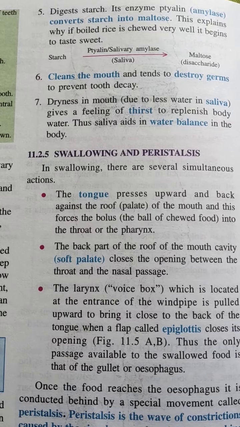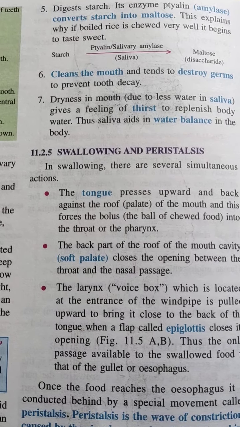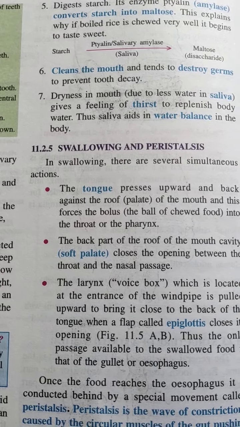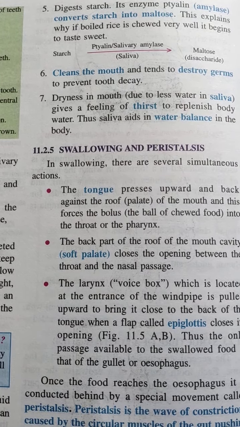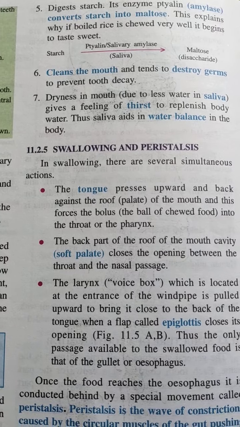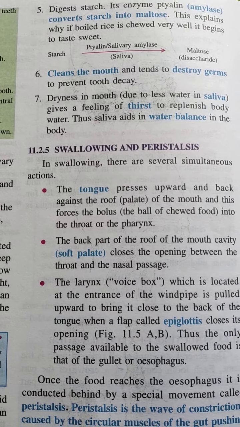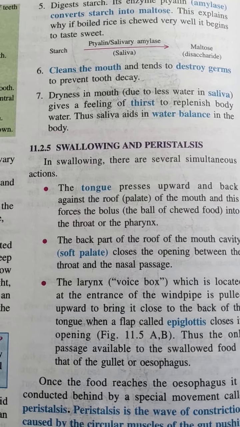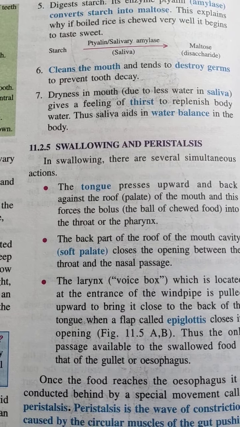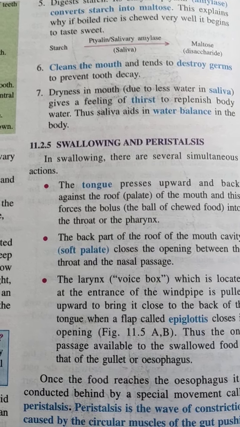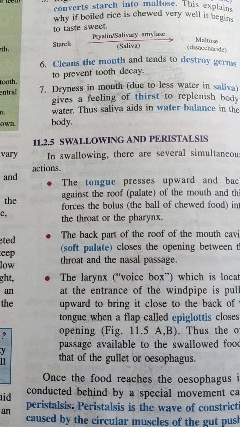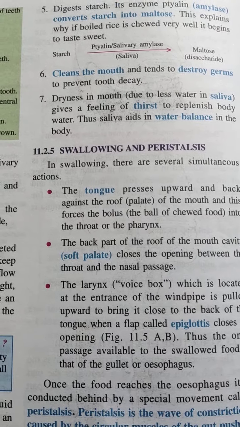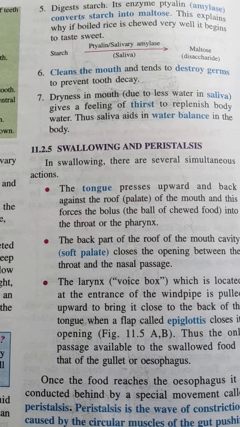This is a very important reaction because the digestive reactions are starting from here only, and this explains why if boiled rice is chewed very well, it begins to taste sweet. So see the reaction: starch, with the help of salivary amylase, is being converted to maltose. Cleans the mouth and tends to destroy germs to prevent tooth decay. And dryness in mouth gives a feeling of thirst to replenish body water. Thus, saliva aids in water balance in the body.